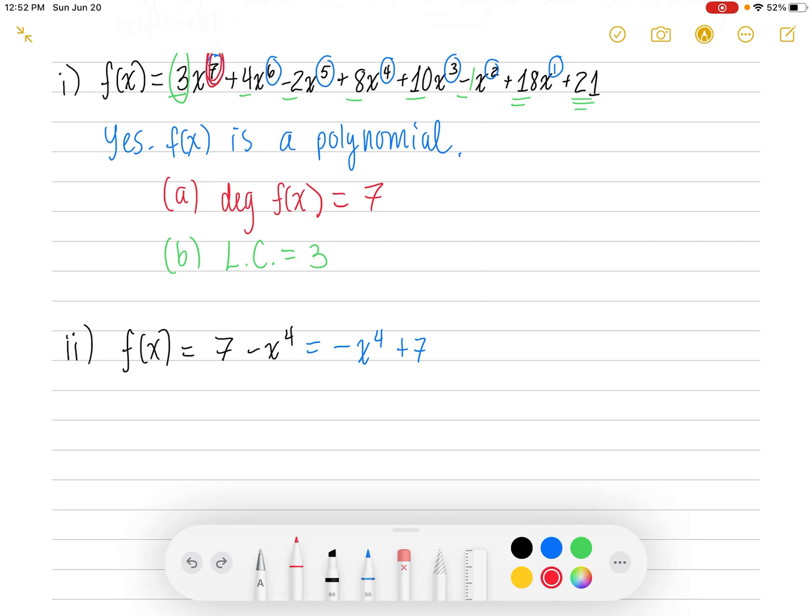All right, so is this a polynomial? Yeah, this is a polynomial. You have these whole number exponents, because this last term is x to the 0 power, which is a whole number. So it has whole number exponents. Yes, this is a polynomial.